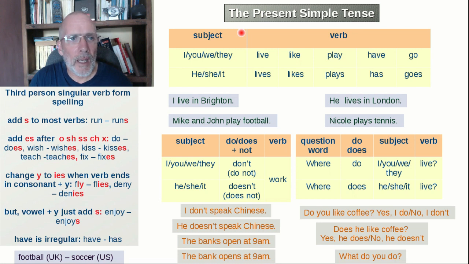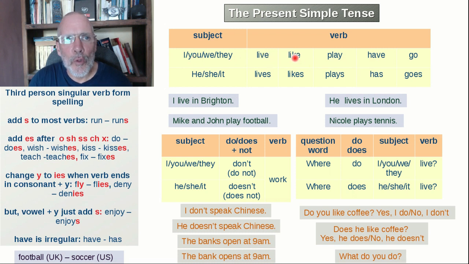And first of all, we have the statement form, which is very easy. All we need to form the present simple tense is the subject, which could be I, you, we, they, he, she, or it, and the verb. Now, if the subject is I, you, we, or they, all we need to do is just use the base form of the verb. For example, I live, I like, I play, I have, I go.